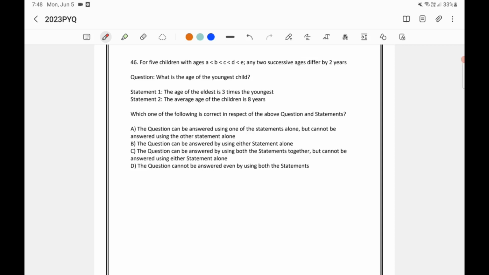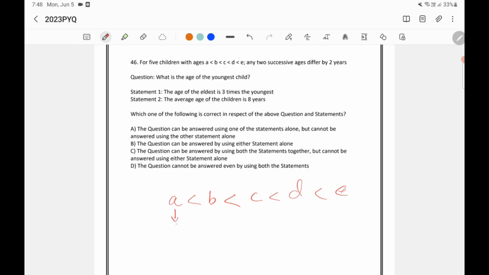For 5 children with ages A less than B less than C less than D less than E, any two successive ages differ by 2 years. Okay, so here it's given that A less than B less than C less than D less than E. These are the ages of 5 children. Okay, so it says that any two successive ages differ by 2.